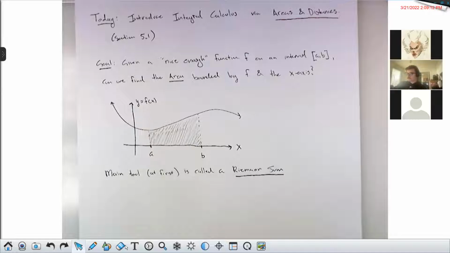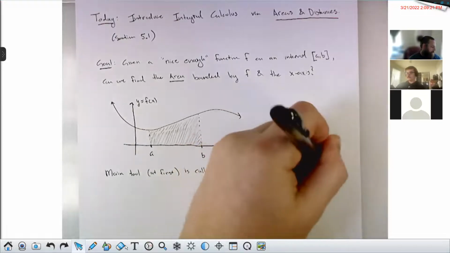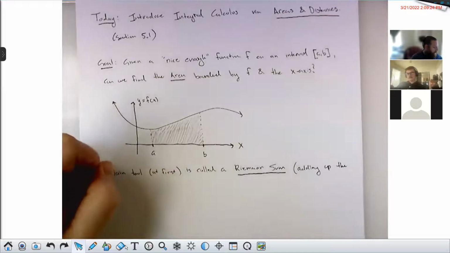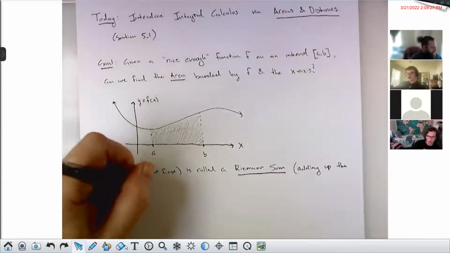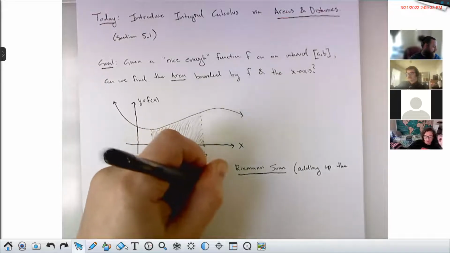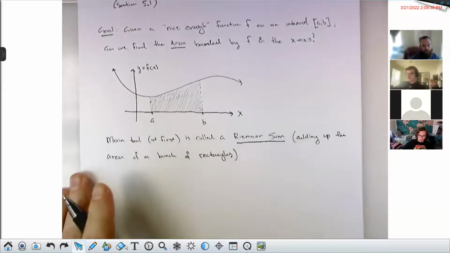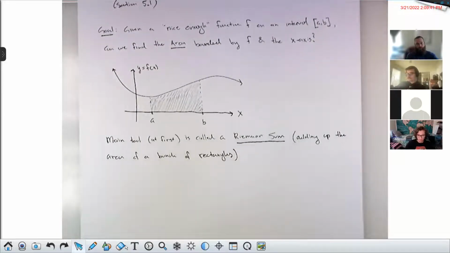Okay. So what is a Riemann sum? It's basically adding up the area of a bunch of rectangles. It's the thing a 5-year-old would do if you ask them to try and find this area, right? You draw in a bunch of rectangles, you can find the area of rectangles, so you can add those up and get at least a good approximation to the total area. Riemann sums are usually expressed in something called sigma or summation notation.